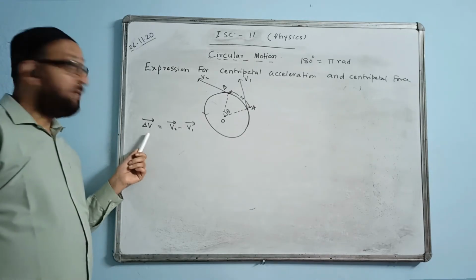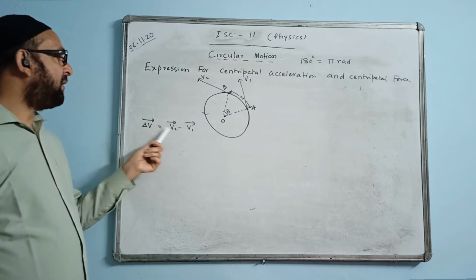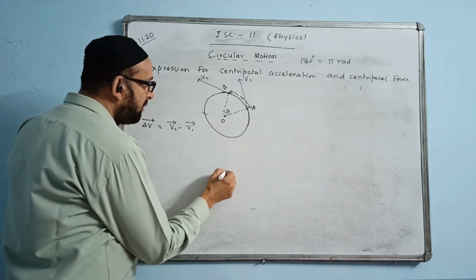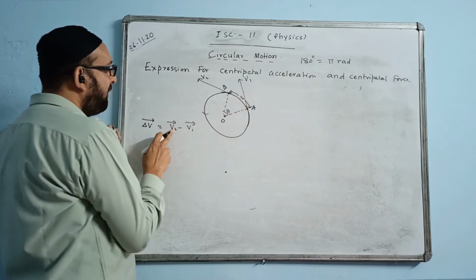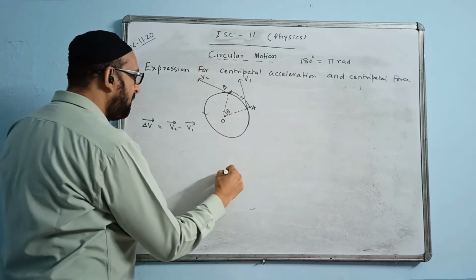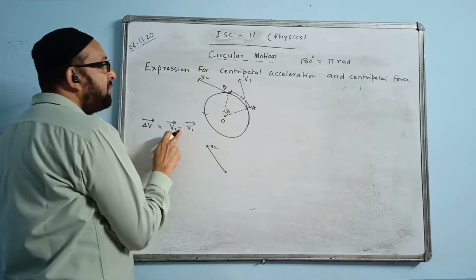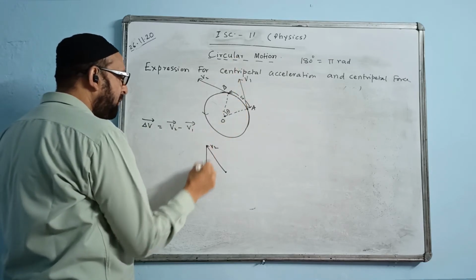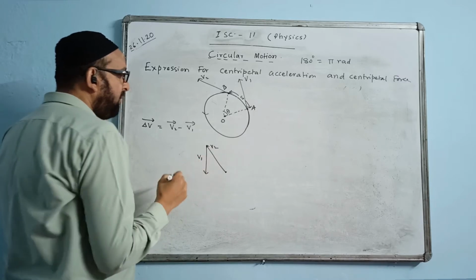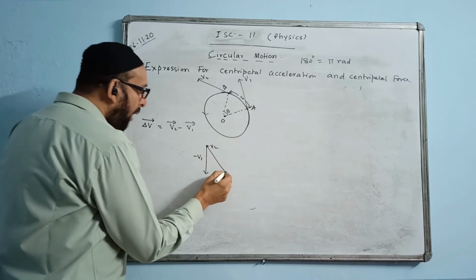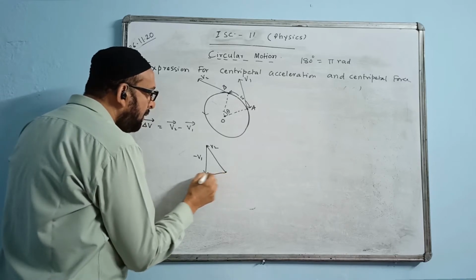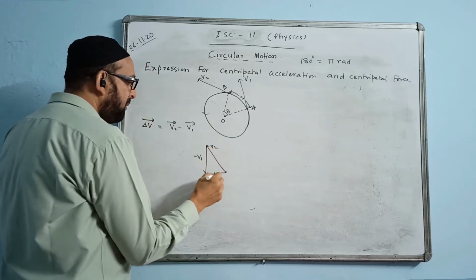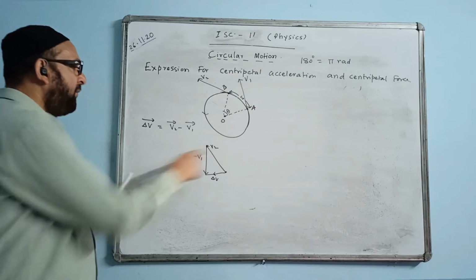Since velocity is a vector, we will draw a vector diagram for this equation. How to draw? First I will draw V2 in the positive direction. V2 is going like this. V1 is minus, so I will take minus V1 somewhat like this way, opposite. So this will be the value of delta V. Delta V will be given by this direction. This is the direction of delta V, V2 minus V1.